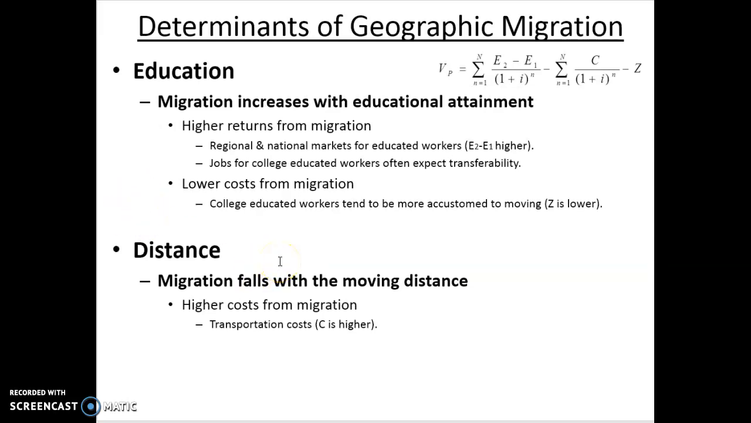Distance is another factor. Migration falls with moving distance. The further away the destination is, the more costs there are from a transportation standpoint, among other things. If you're going to move from here to Phoenix, that's a relatively simple transition. You know, hire a moving company, get a truck, maybe even just make several trips and transport your own stuff. But if you're going to move from here to Beijing, then it's going to be a little more costly.